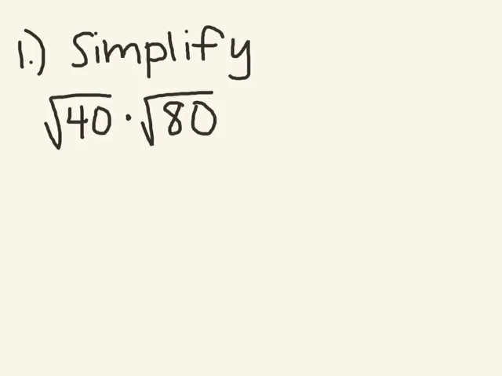This is like number 1 from your quiz. For this example, we're going to do the square root of 40 times the square root of 80, and we're asked to simplify. So what we're going to do first is multiply 40 and 80. 40 times 80, if you do that in your calculator, is 3,200.